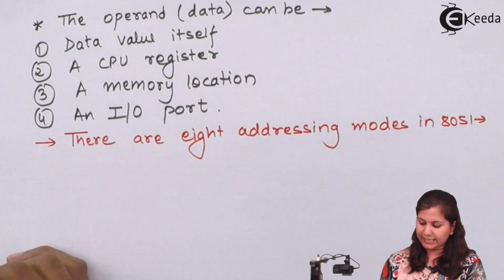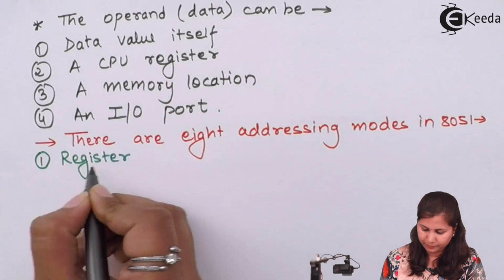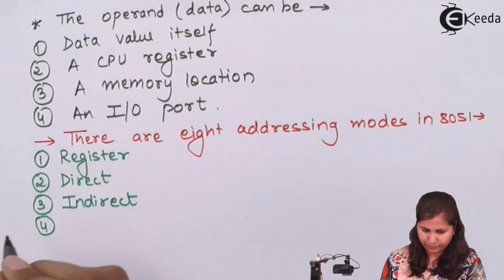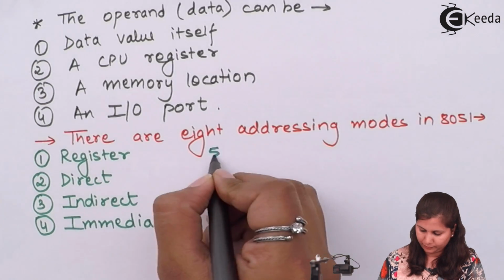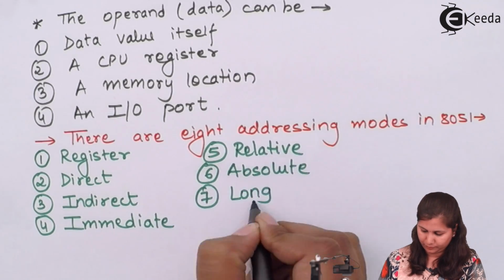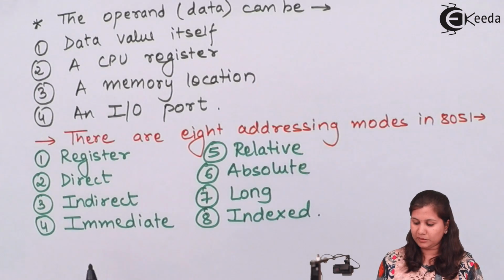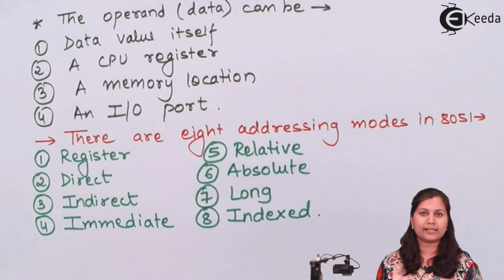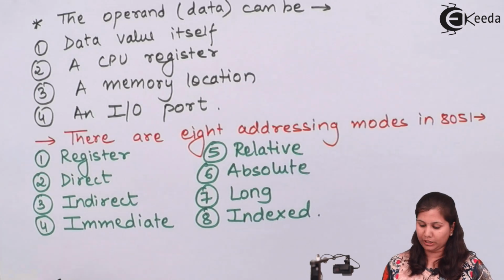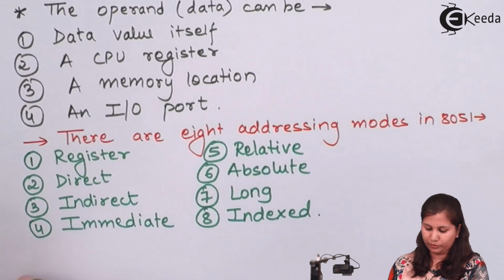If we write the names of these 8 addressing modes, first we have register addressing mode, then direct, indirect, immediate, relative, absolute, long and indexed addressing modes. So these are the 8 addressing modes available in the 8051 microcontroller. Let us study these 8 addressing modes in detail. First we will start with the register addressing mode.